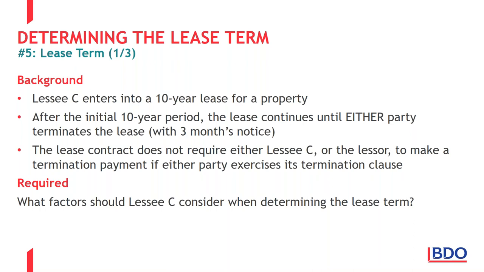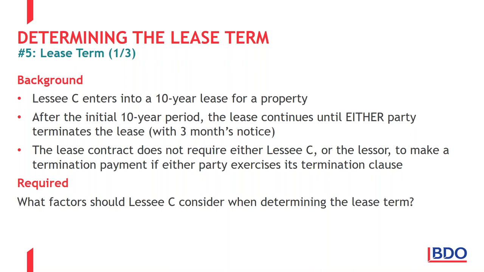Now, the lease contract does not require either the lessee or the lessor to make a termination payment if either party exercises its termination clause. So, after the 10-year period, if you want to walk away, you just give notice, lessee or lessor, no termination payment, off we go.